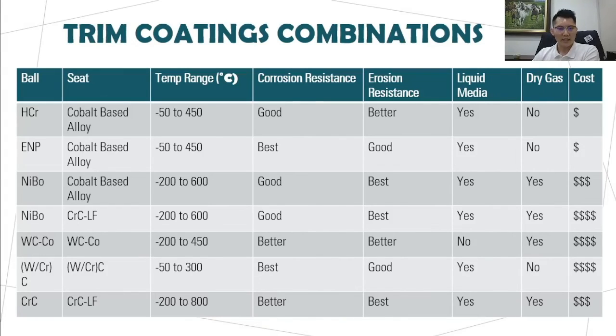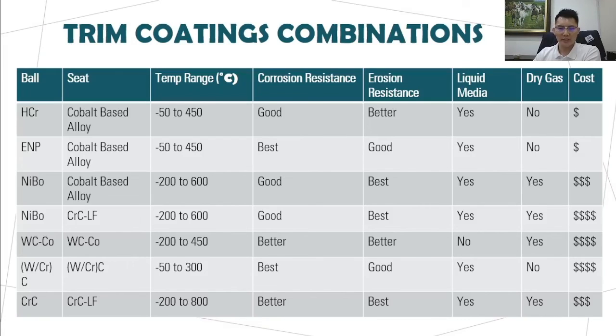And compared to the next one, which is a tungsten chromium carbide combination for both the ball and seat, it can be used on liquid media, and the corrosion resistance is good, but it's not suitable for dry gas. So basically, the difference between the tungsten carbide and the tungsten chromium carbide is that you have to opt according to whether you're using it for liquid or for gas services.